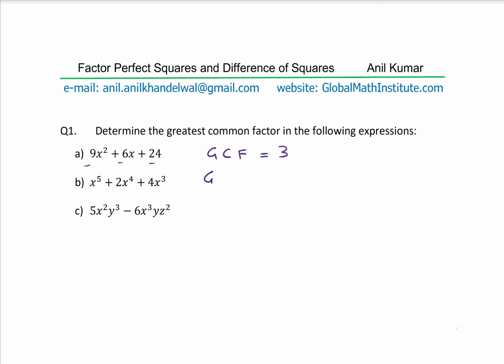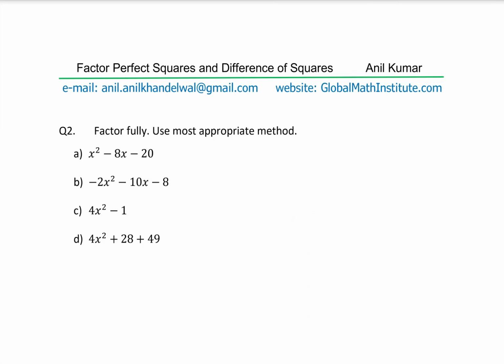The second one, the greatest common factor is x to the power of 5, 4 and 3. x cubed is the greatest common factor. And for the third one, the greatest common factor is nothing in numbers. With x it is x squared, with y it is just y, so that becomes your answer. Perfect. Let's move on to the second question, which is factor fully, use most appropriate method.